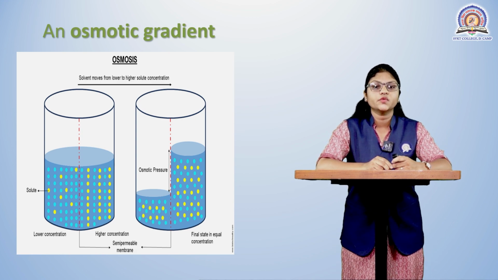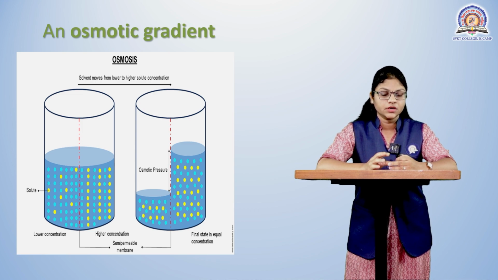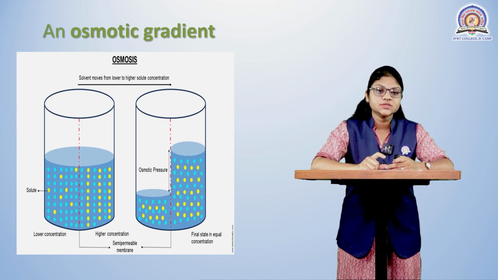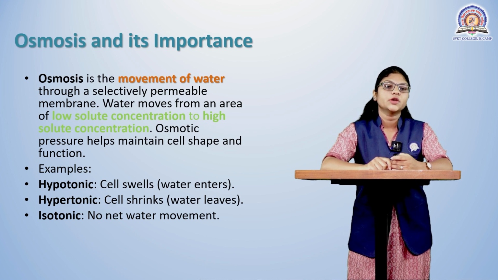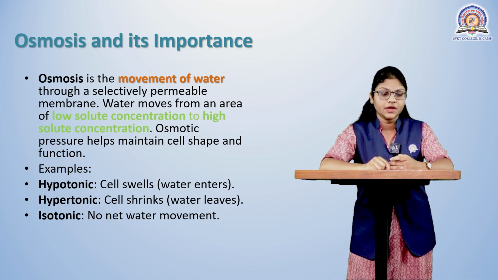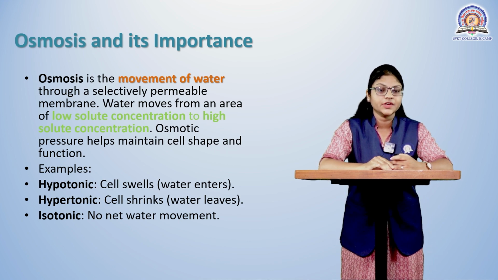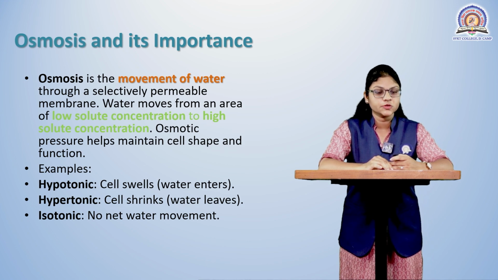In the second jar, we can see the final state with equal concentration. That means both sides have an equal concentration of solute plus solvent. But by this process, some difference occurs which creates the osmotic pressure. This osmotic pressure is important because it helps in maintaining cell shape and functions. We earlier saw the movement of water from low solute concentration to high solute concentration, and the importance of osmotic pressure.